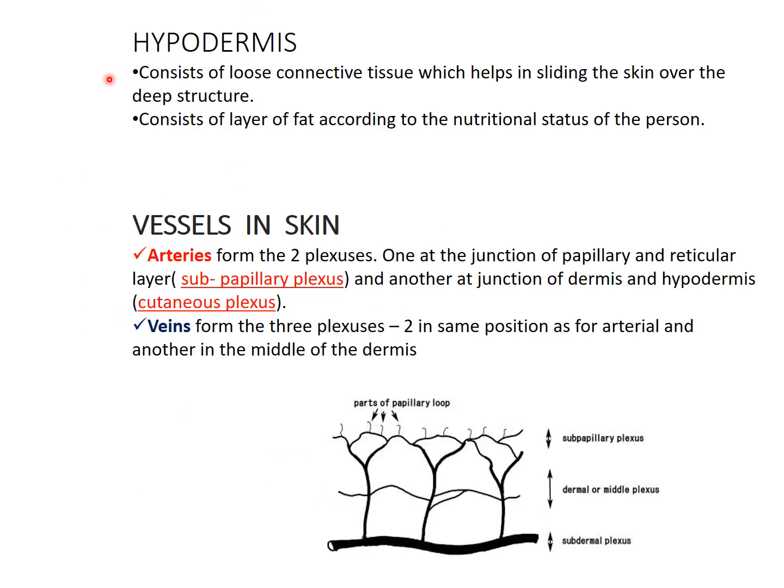Hypodermis consists of loose connective tissue which helps in sliding the skin over the deep structures. It consists of a layer of fat according to the nutritional status of the person. Vessels in skin, arteries and veins. Arteries consist of two plexuses, one at the junction of papillary and reticular layer, and another at the junction of dermis and hypodermis, the cutaneous plexus, and veins.